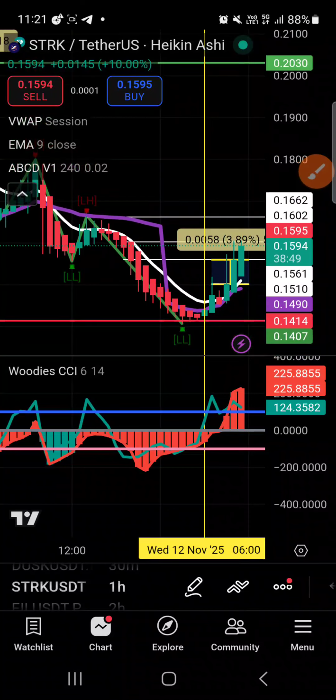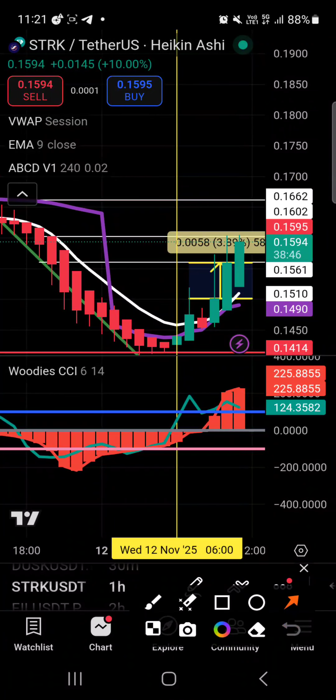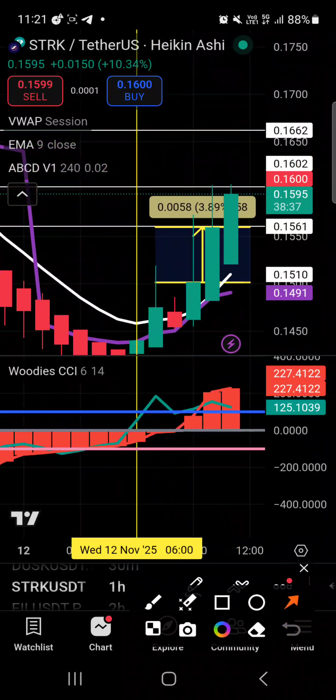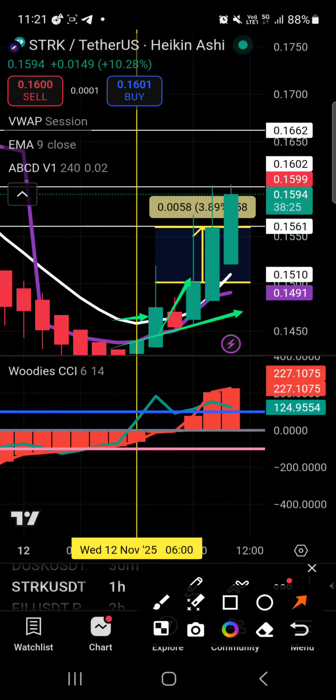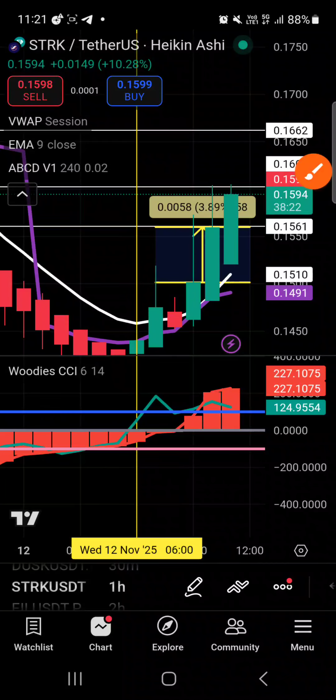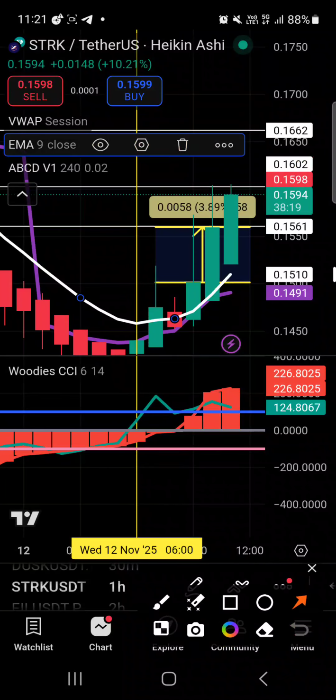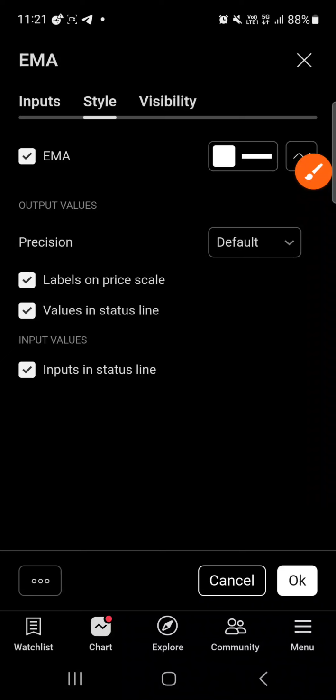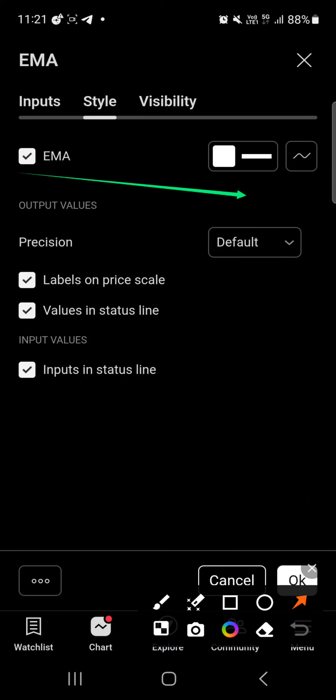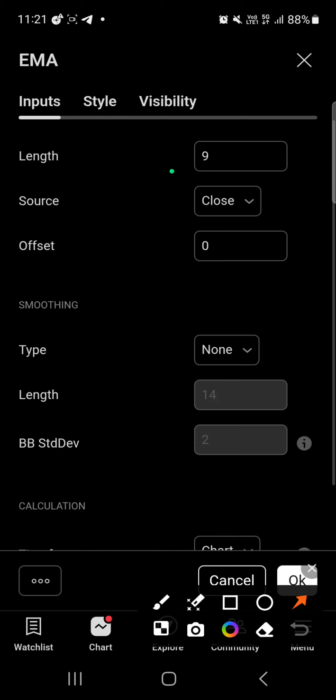Now the last one, which is these two indicators. The one in white is the moving average, and the purple one is the VWAP. Anytime the VWAP, which is the volume one, goes like this and the moving average crosses it, this is what we call the crossing over. So I tap on the moving average and go to the settings. I make it white. The length is 9, the default length.